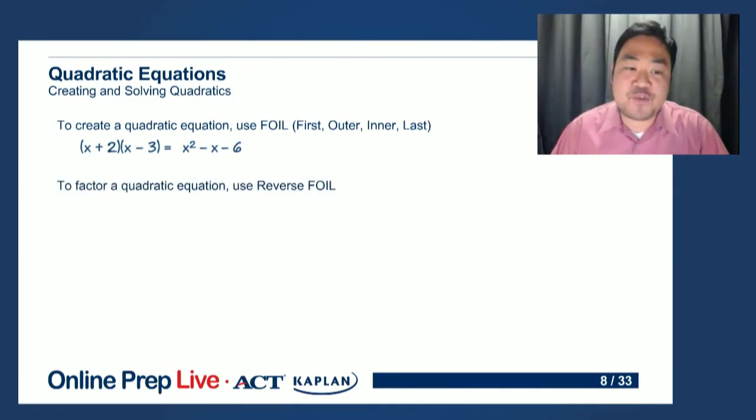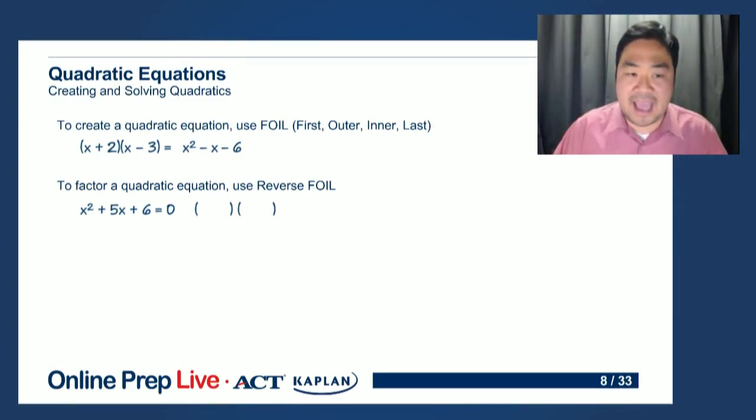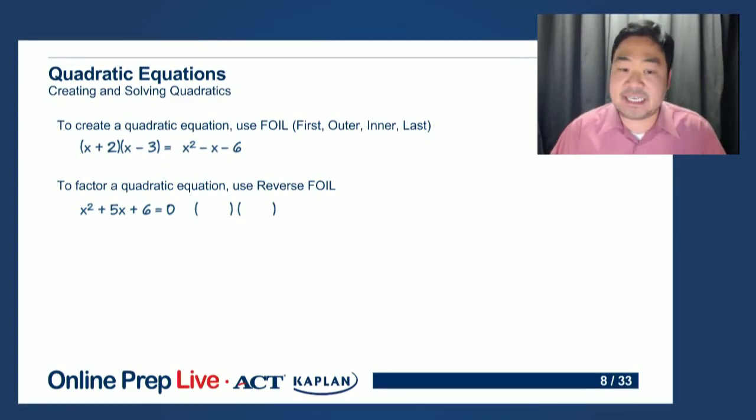Now, what if you have a quadratic equation and you want to factor that? Well, we factor by using reverse FOIL. So if you take a look at this example here, x squared plus 5x plus 6 is equal to 0. Always remember, when you're trying to factor, make sure that equation is set equal to 0.